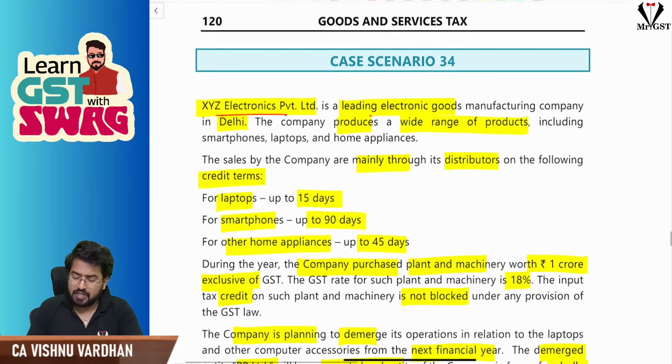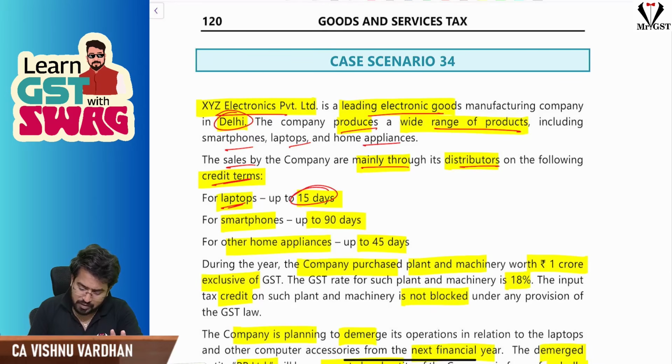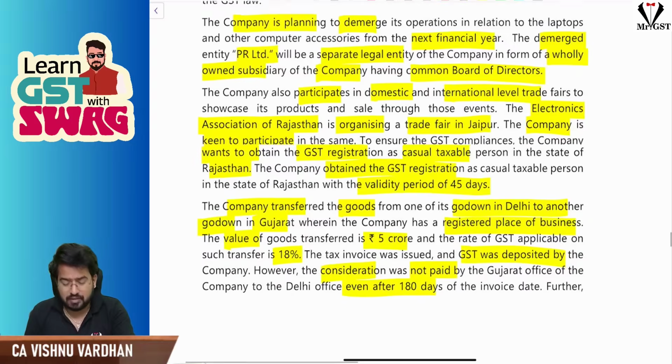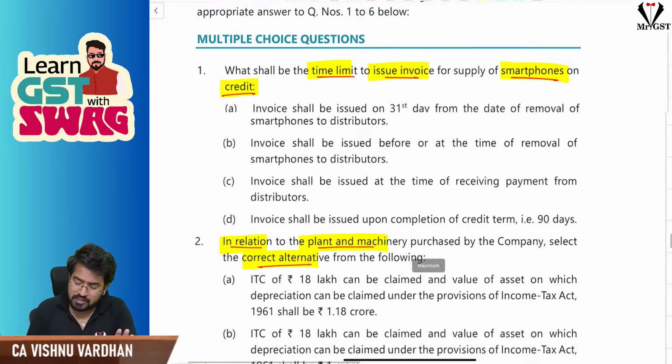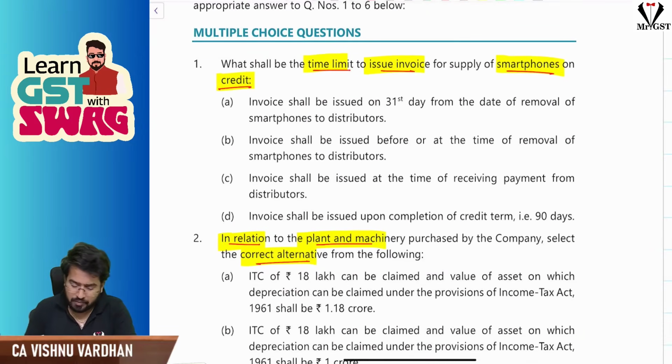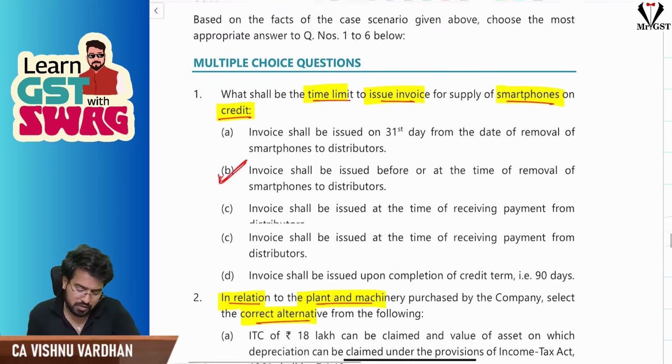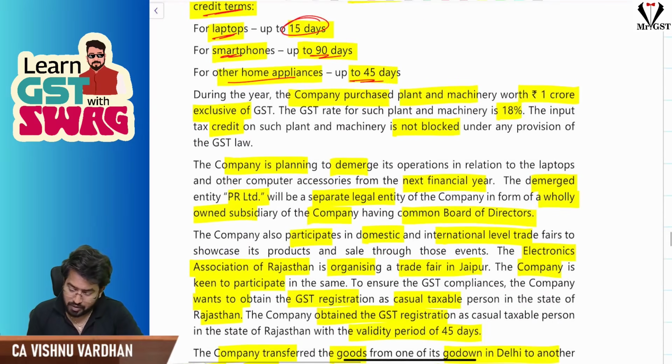XYZ Electronics Private Limited, a leading electronic goods manufacturing company in Delhi, produces a wide range of products: smartphones, laptops, home appliances. Sales by the company are mainly through distributors with a credit term of laptops 15 days, smartphones 90 days, other home appliances 45 days. See, no matter what the credit period is, you should raise the invoice for goods the moment they are removed, correct? So the invoice shall be issued before or at the time of removal of smartphones to the distributor. That is the option.